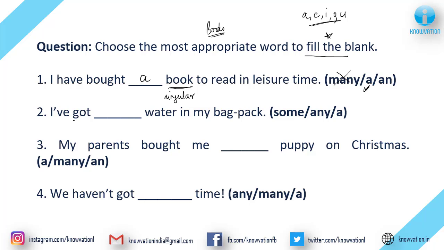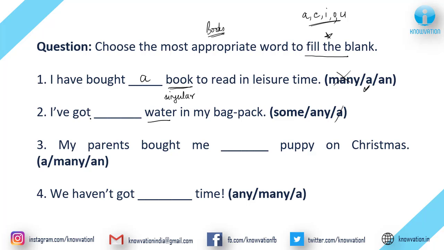Next, I have got dash water in my backpack. फ्रेंड्स, मैंने आपको अभी बताया था कि वाटर क्या होता है, अनकाउंटेबल नाउन होता है. सो क्या मैं इसके लिए ए यूज करूंगा? नो, आई कैन नॉट यूज इट हियर एज आई टोल्ड यू इन द रूल. So please revisit the video if you haven't seen the rule clearly. Okay, so we'll eliminate A.